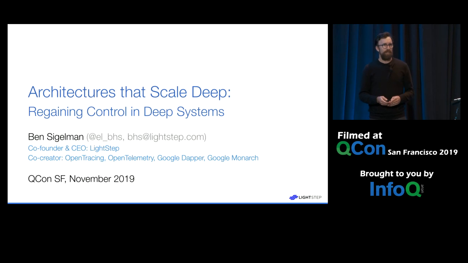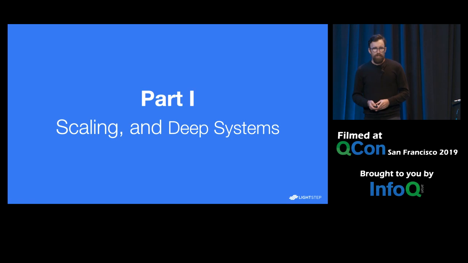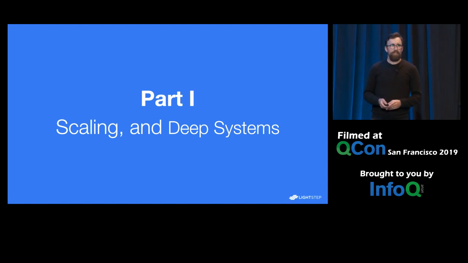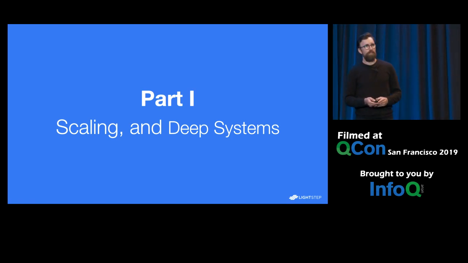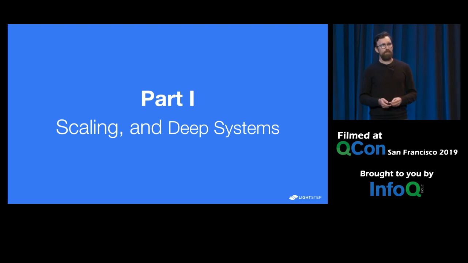I am indeed here to talk about architectures and not to talk about products or anything like that. Particularly, I want to talk about the idea of depth in systems and what the implications of depth are, and specifically how we can think about that in the context of a couple of problems that I've been working on for a long time, just because those are the ones I'm most familiar with. So the talk is divided into three parts. The first part is about scaling in general and deep systems.